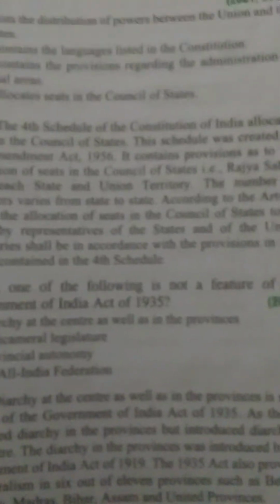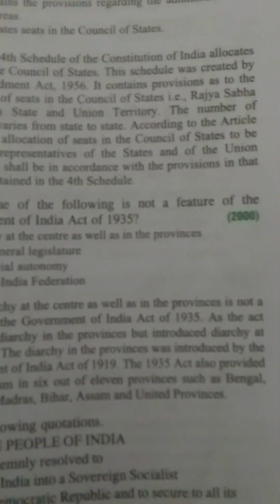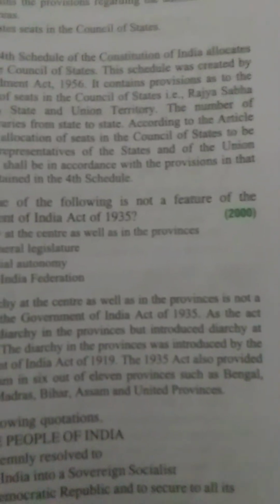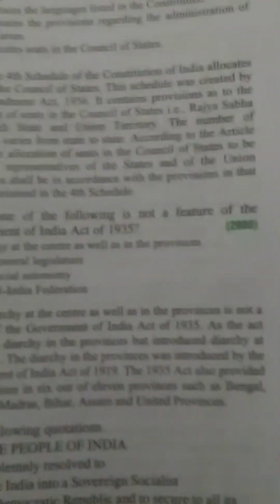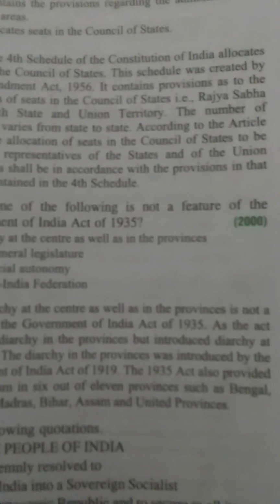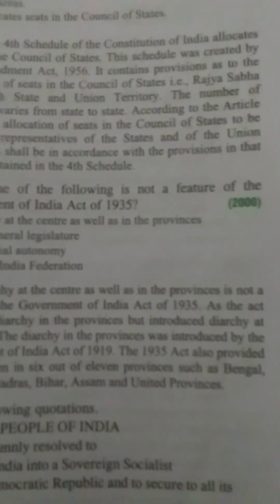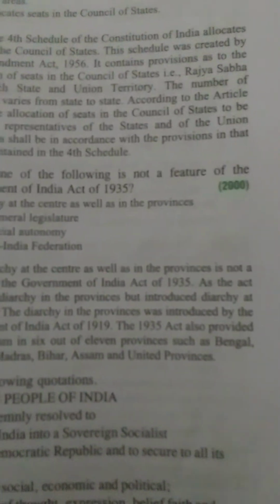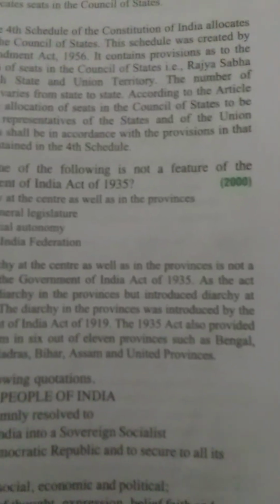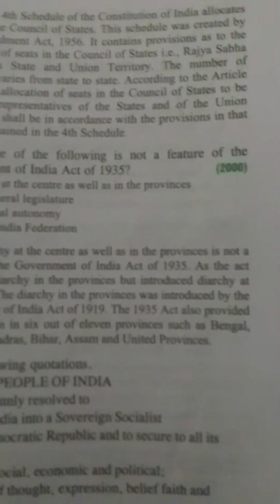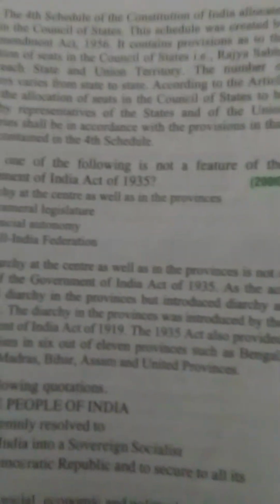Fourth Schedule of the Constitution of India: allocation of seats. The schedule was created by the Seventh Amendment Act 1956. It makes provision for the allocation of seats in the Council of State, the Rajya Sabha, from each state and Union Territory. The number of members varies from state to state. According to Article 80, the allocation of seats in the Council of State to be filled by representatives of the states and the Union Territories shall be in accordance with the provisions contained in the Fourth Schedule.